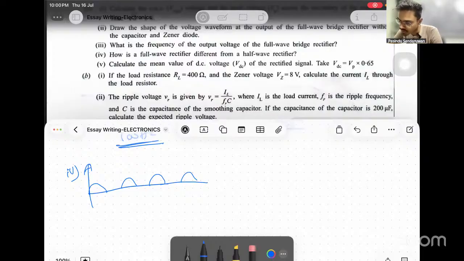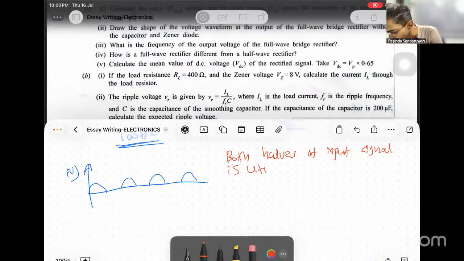Then the question is about how a full wave rectifier is different. The difference is both halves are utilized here. No half is going to cancel. Both halves are utilized. Then write down: both halves of input signal is utilized in full wave rectifier.